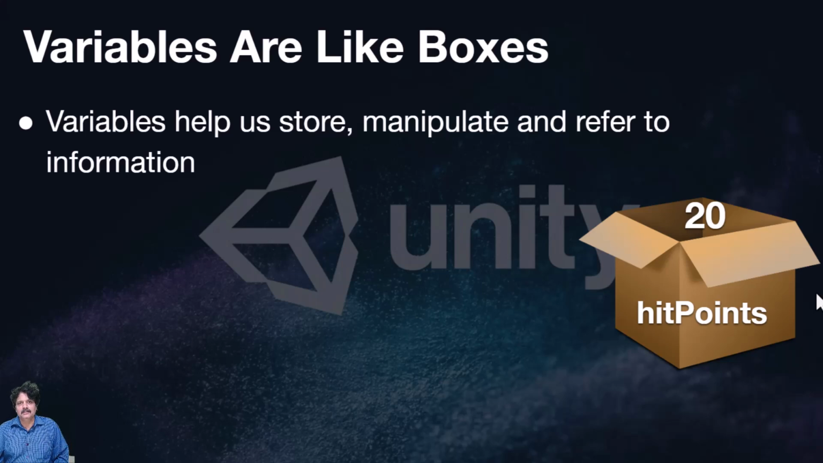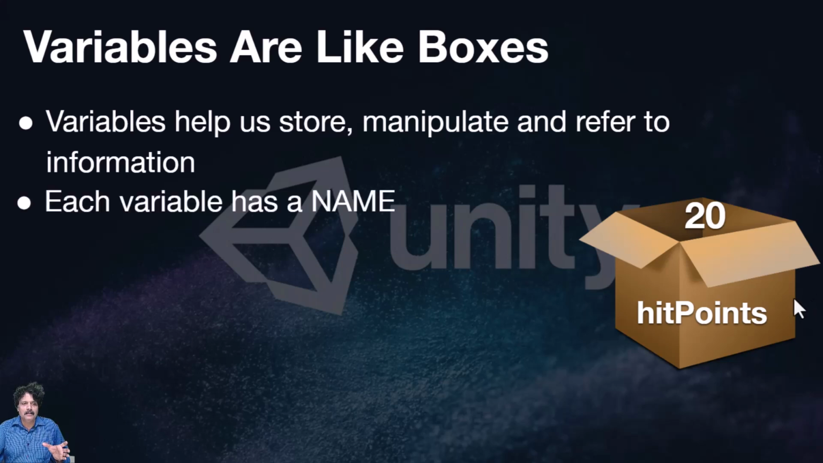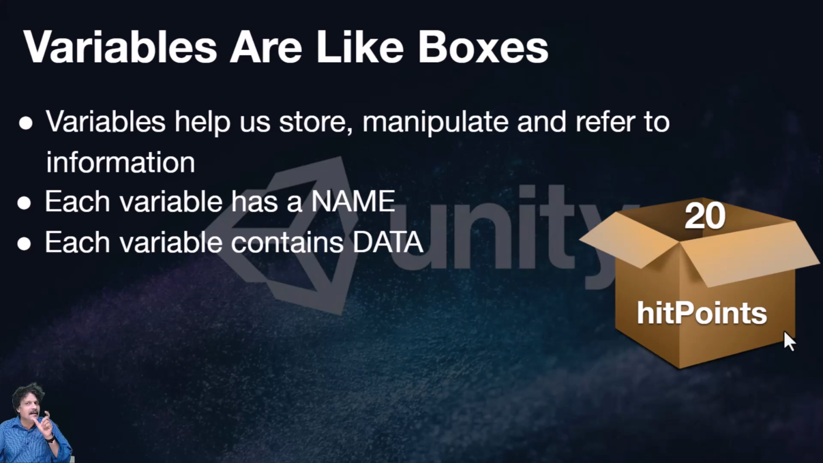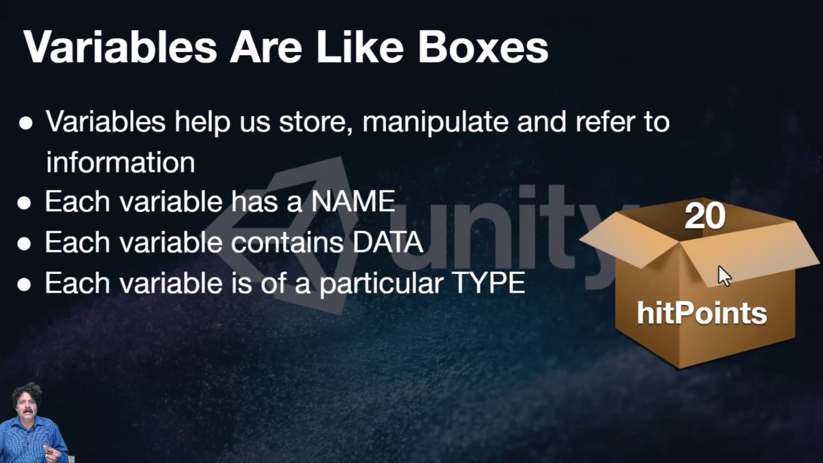Say for example, I declare a variable as hit points, which we are going to use in our game, and this hit point is a container and its initial value is set to 20. Now each variable will have a name. For example, here hit points is the name of this variable, and each variable will have data. Here 20 is the data, and each variable will be of a particular type. For example, here hit points is a variable of the type integer because it is storing a number.